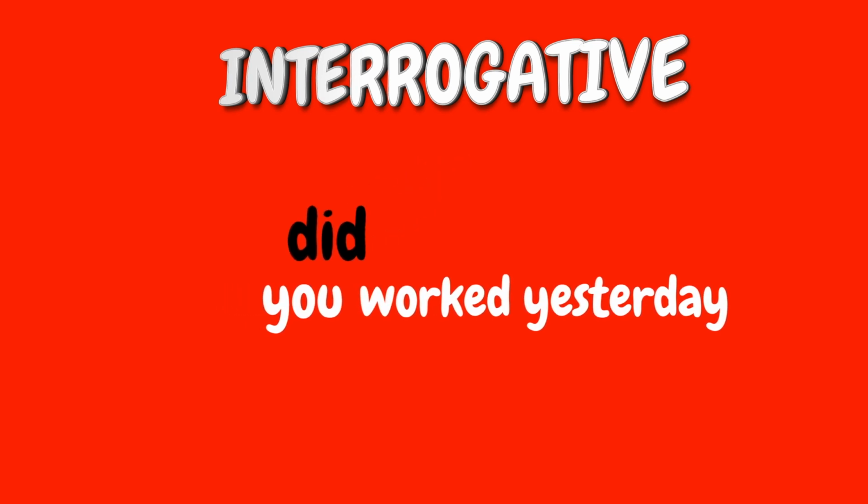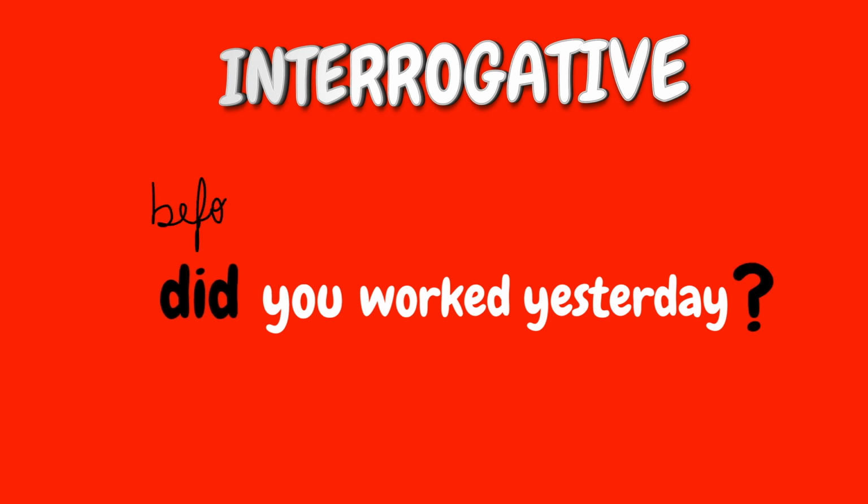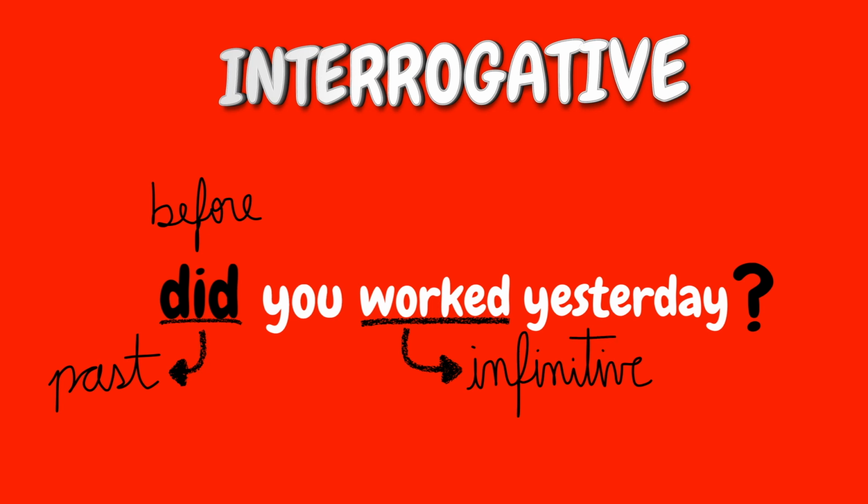Place did before the subject. Don't forget, place did before the subject. In this sentence, the subject is you. And because the auxiliary verb did is already past, we cannot keep the main verb in the past anymore. We have to change the main verb. We have to use the infinitive form of the main verb, work. So, the interrogative sentence of the past simple is: Did you work yesterday?